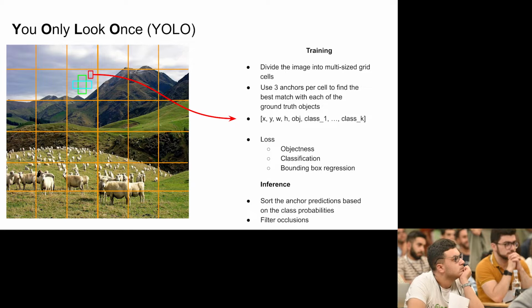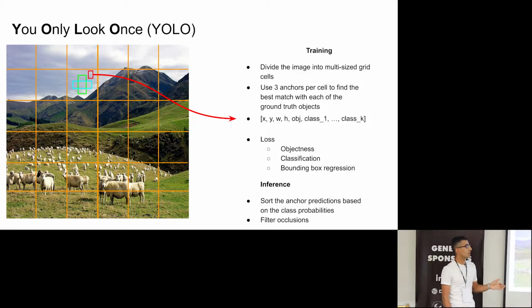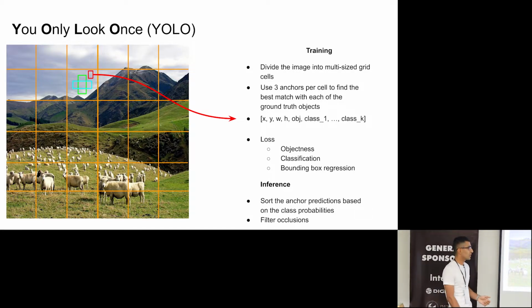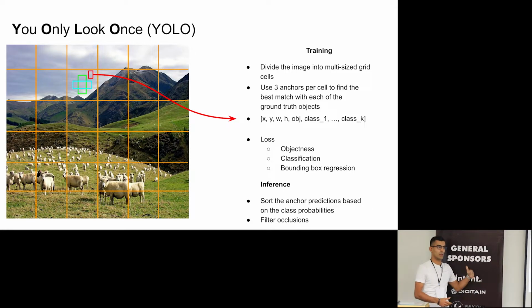And then when we're training these models, the loss consists of 3 parts: objectness, classification, and bounding box regression for the above mentioned values, so that we can make those values be close to the ground truth labels.